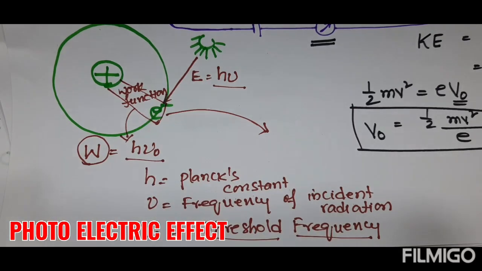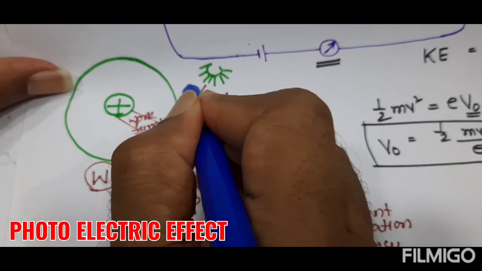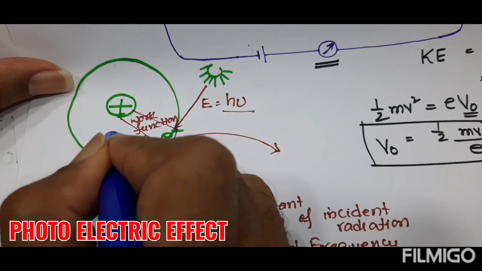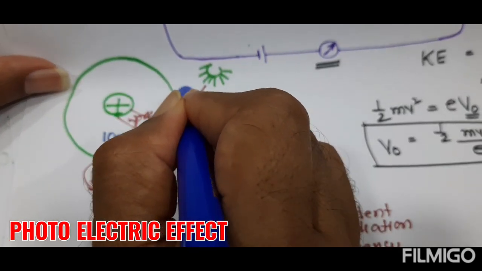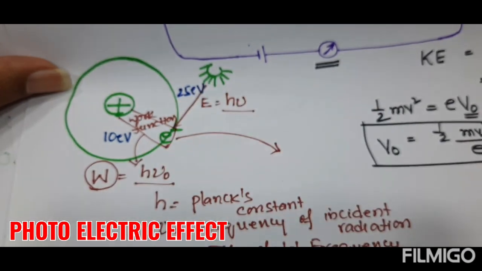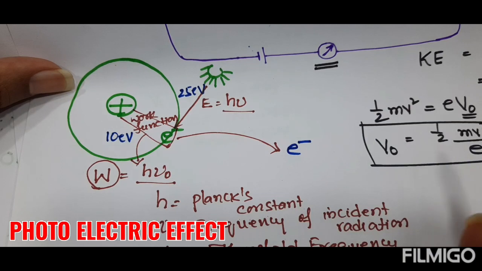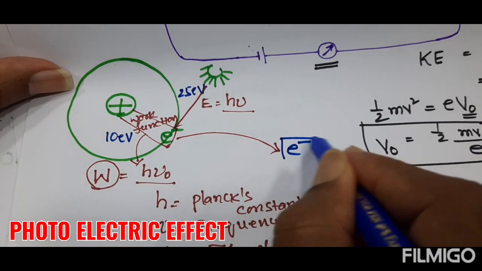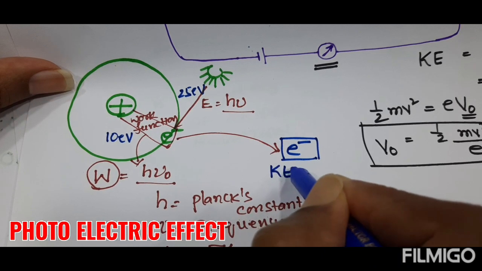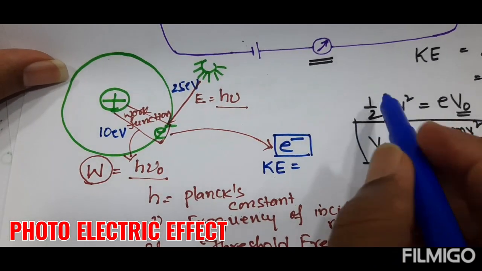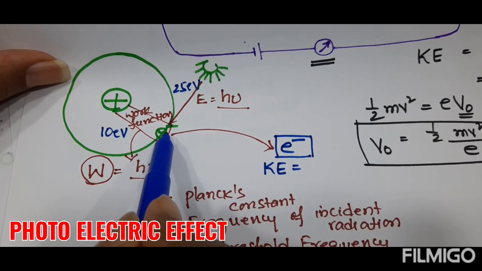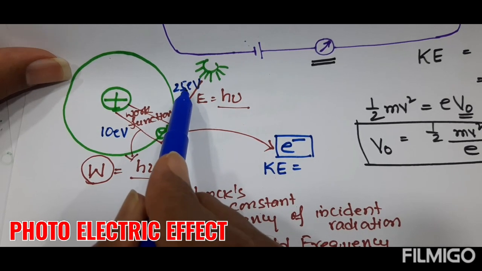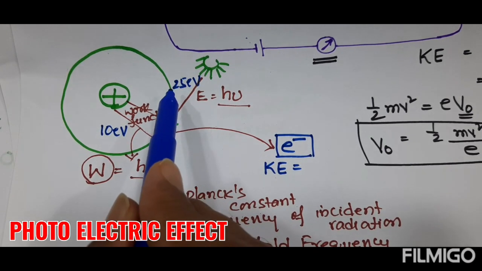For the convenience, I will explain with a numerical. Work function required is 10 electron volts. Suppose the incident radiation is 25 electron volts. The electron ejected out is called a photoelectron. This photoelectron has some kinetic energy. What is the value of the kinetic energy here? This incident radiation strikes the metal surface and its energy is, let it be, 25 electron volts.